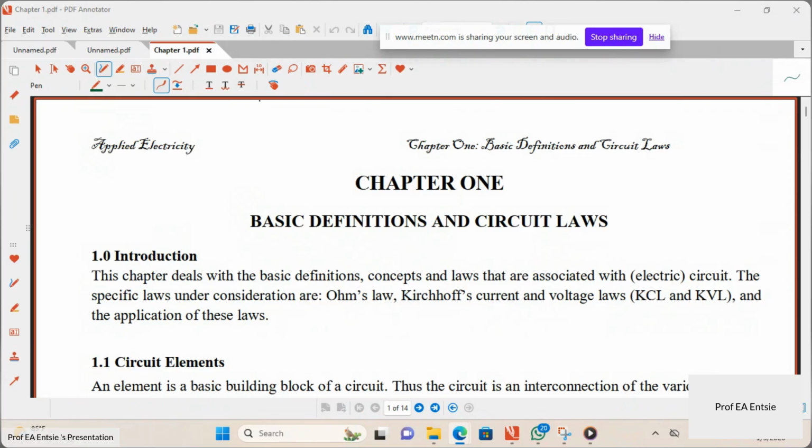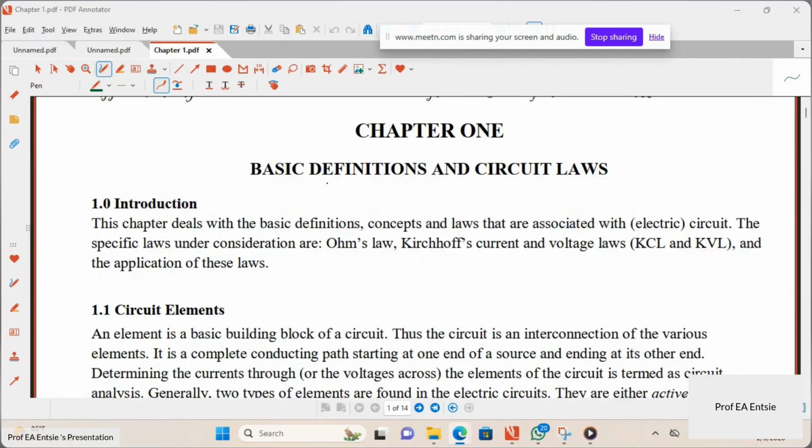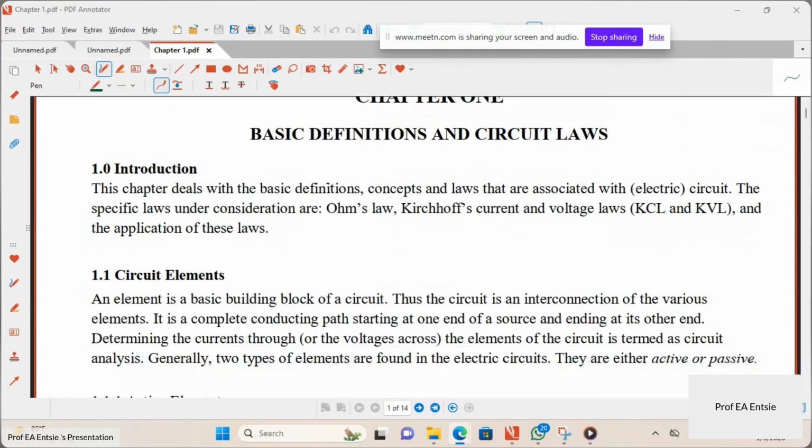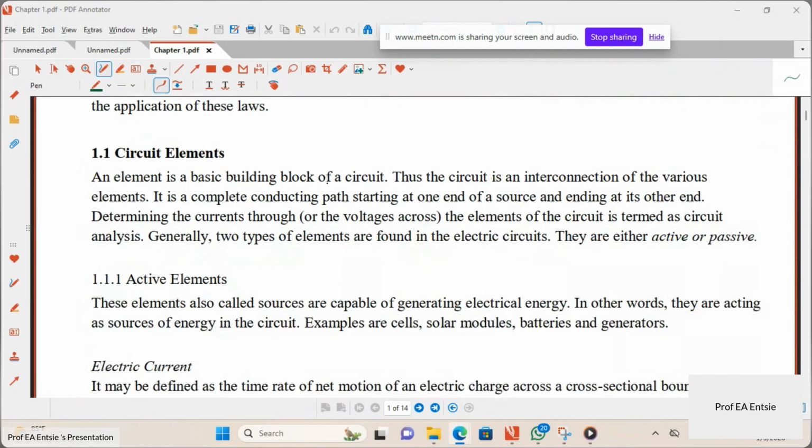Basic definitions and circuit laws. This chapter deals with the basic definitions, concepts, and laws that are associated with electric circuits. As I said, the specific laws under consideration are Ohm's law, Kirchhoff's current and voltage laws, what we call the KCL and the KVL, and applications of these laws. That's the main idea of this whole course.